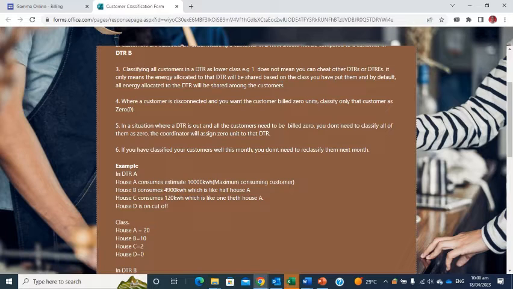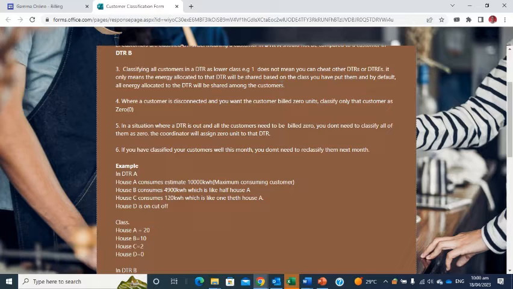No, what that means is that you want to share the energy in your DTR almost the same. If you classify them, let's assume you have two customers in DTR B, and then you classify them 1, 1, and then there's 100 units allocated to that DTR. It is automatically 50-50. So whether you classify 1, 1, 2, 2, 3, 3 is the same thing as classifying 20, 20.